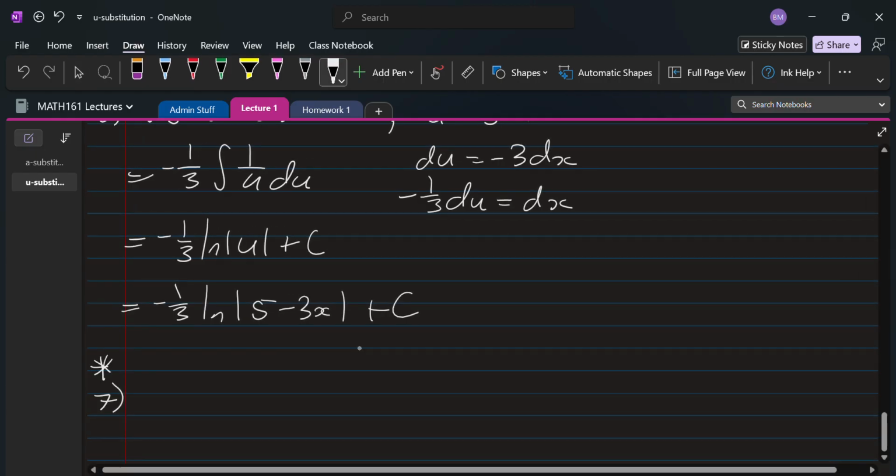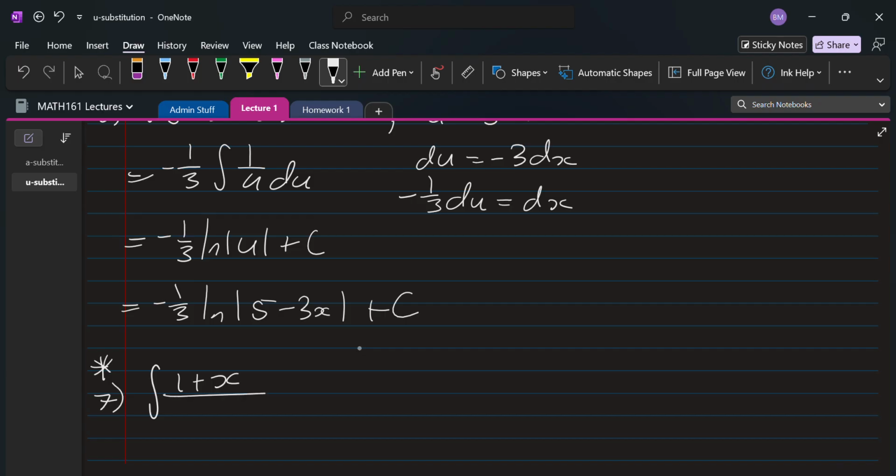Number 7 comes with a little star. It's a little bit different to the other ones. This is the integral of 1 plus x over 1 plus x squared. The reason there's a little star is this is the first integral where we have to do something a bit more than u substitution. Let's imagine we did u substitution by itself. If we let u be the bottom part, du is going to be 2x. We've got x, but it comes with a plus 1. That's a problem. We can't work with that.